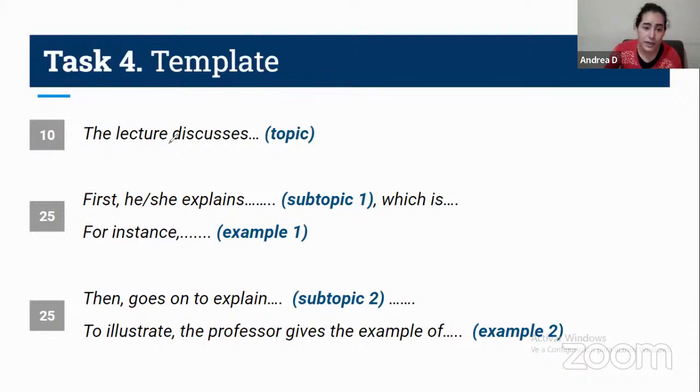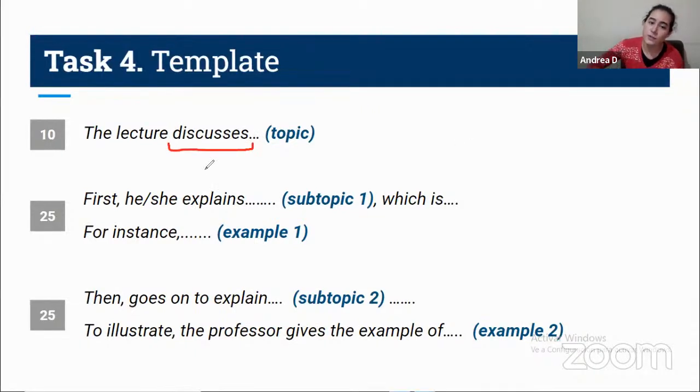Be careful with the verb discuss. A lot of times we tend to add the word about, but you don't have to have the word about. That preposition is not going to be used here. So don't say the lecture discusses about, that's wrong. Don't say about. The lecture discusses factors of quality, without about. And that is basically the introduction.